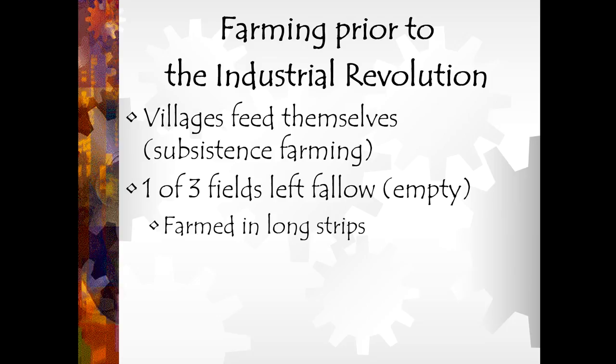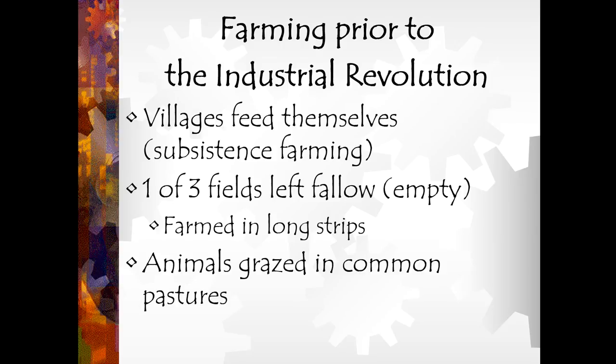So it's true, too, that, as I said a minute ago, one of three fields would be left fallow. That is, that it's empty. And that would be to allow the soil to regain nutrients and become fertile again, so that in the following year, that field would produce plants. There were no fences during this time, and the animals, whatever animals the villagers owned, would graze in common pastures.